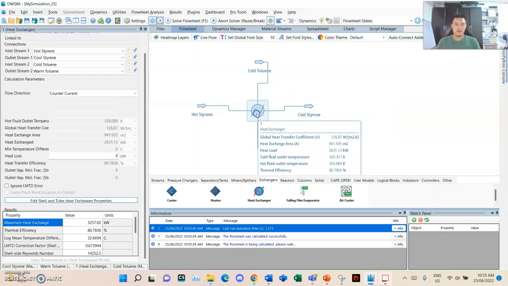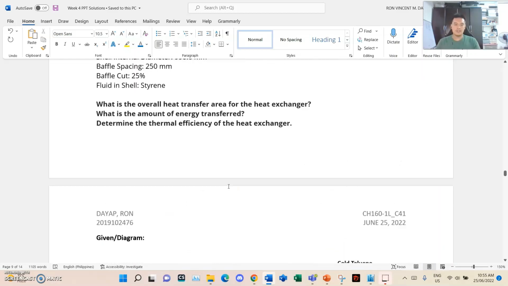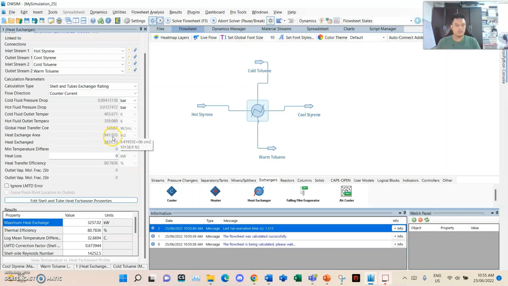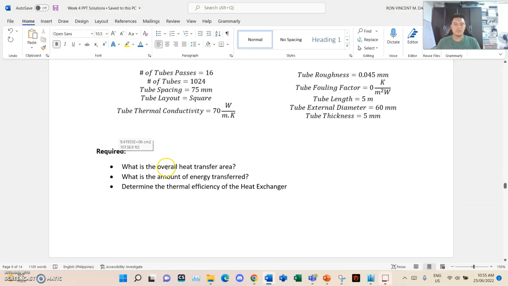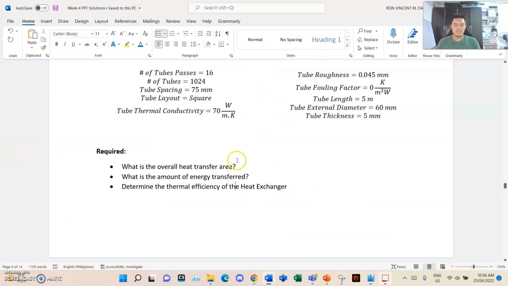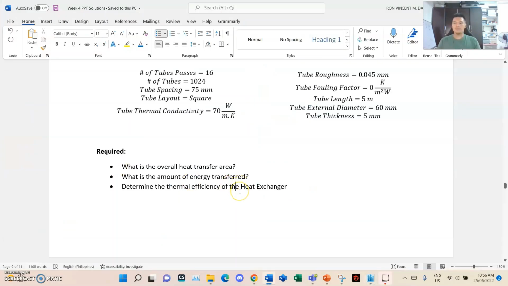So, according to the simulator, the overall heat transfer area is 941.935 meters squared. The actual energy transferred is 2,631.13 kilowatts. And lastly, the thermal efficiency is 80.7836%. So, we need to show our hand calculations to compare whether the simulator is accurate or not.